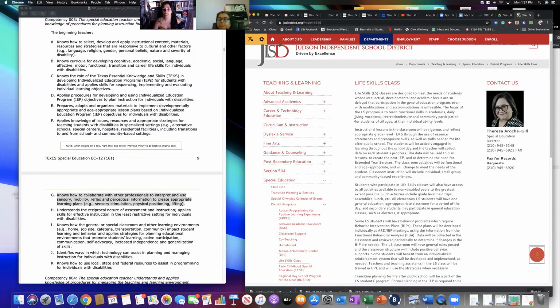Functional skills in academics, daily life, vocational, recreation, and leisure. So it might be teaching them to play basketball or how to take turns in a game or even how to play a video game with each other. So there's a large spectrum of things that are taught within life skills. It's just to make them a more supported individual once they leave the classroom. They have those tools so that they can live their best daily life and engage in those leisure activities when they leave.